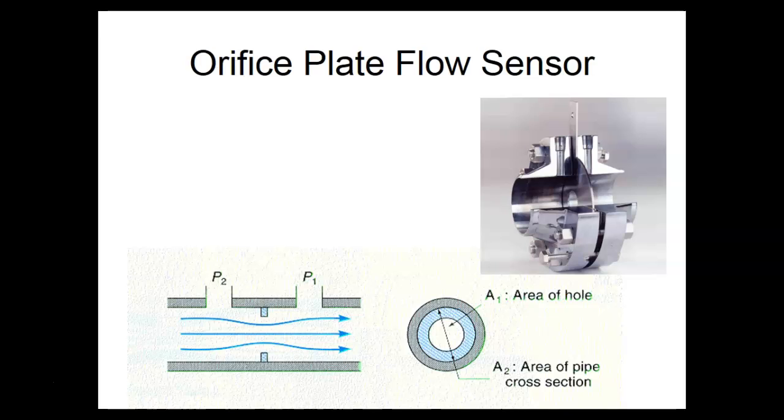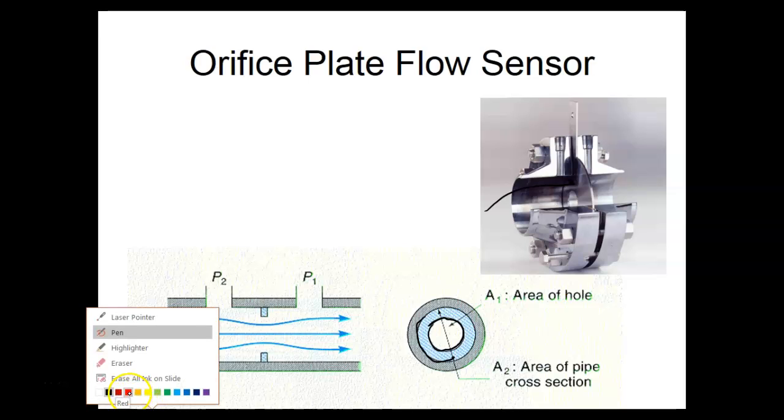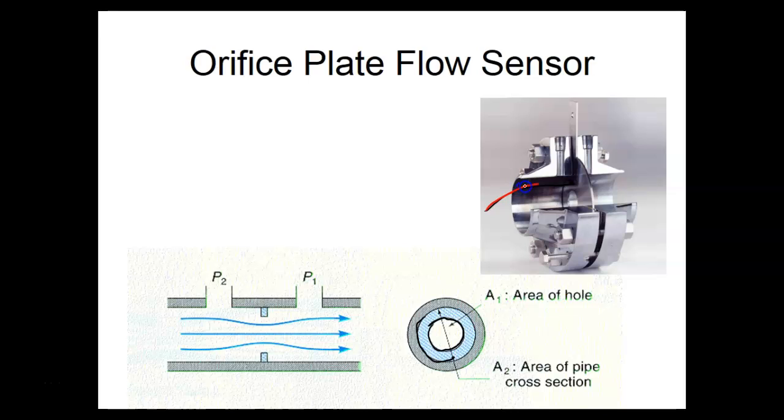These are probably the most popular we use. On this one we have an orifice plate, which looks exactly like a washer. You can actually see it right here. Let me change colors because that blended in. So here's the actual orifice plate, and you can see the hole through it.